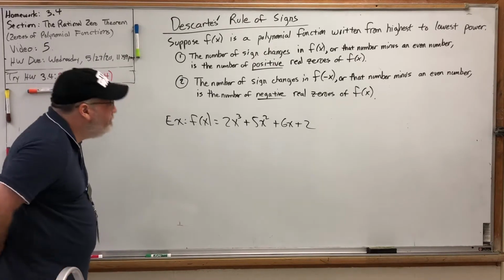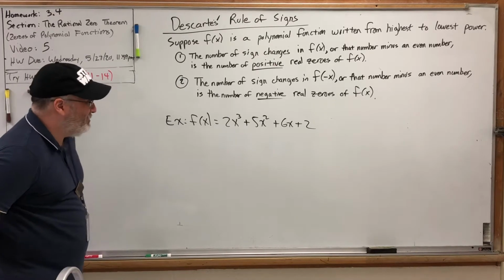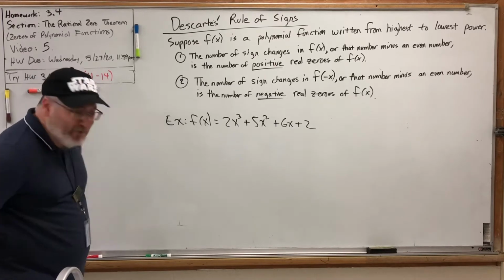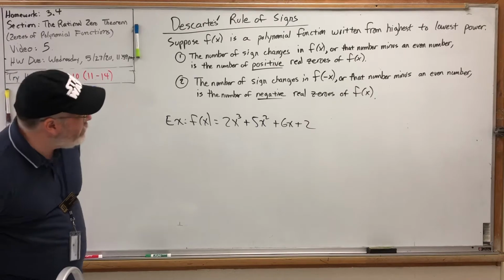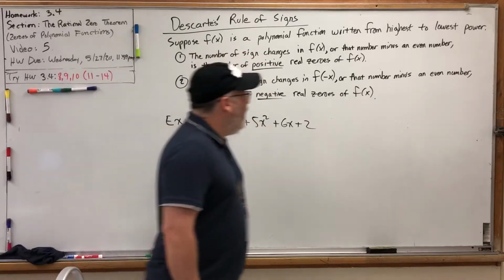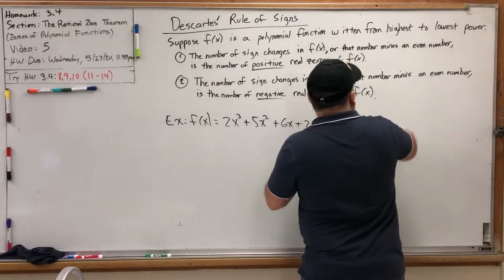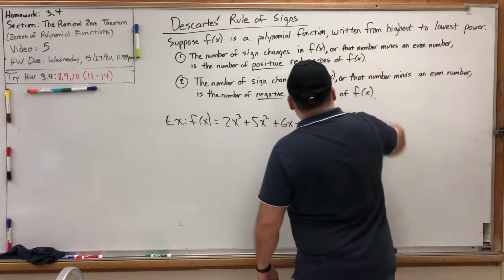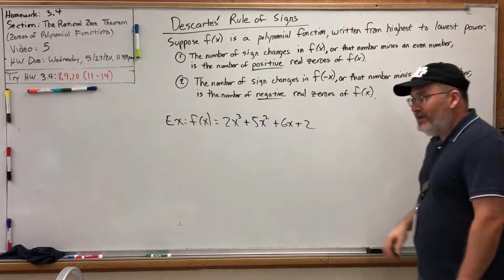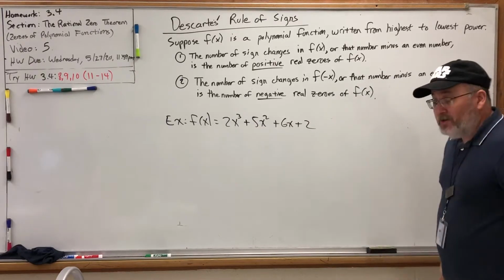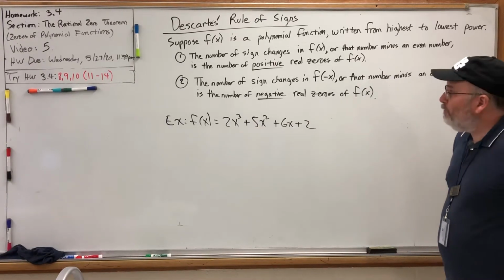All right. So what is Descartes' rule of signs? Well, it's easier to do than it is to explain, so don't panic when I read all this to you. Suppose f of x is a polynomial function written from highest to lowest power. So no trickery, highest power, next highest power, all the way down to the end. Don't mix up the terms because keeping them in order matters here.